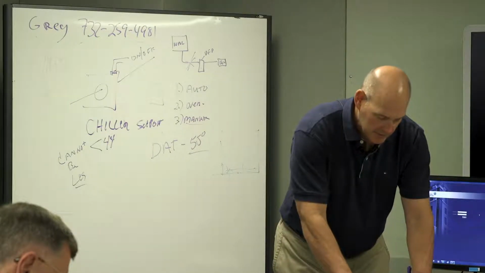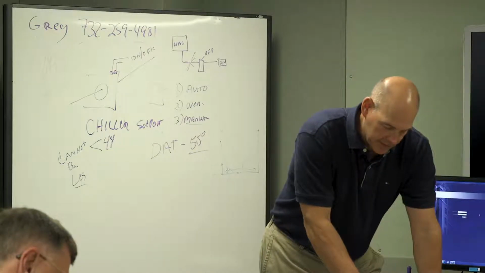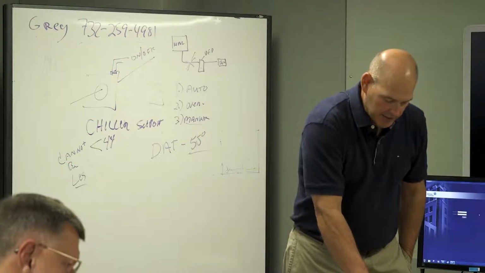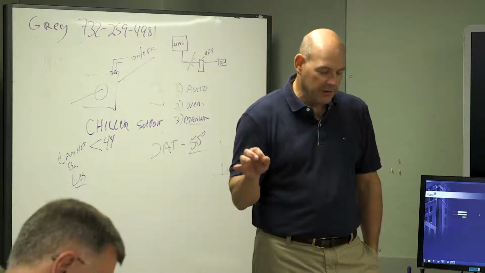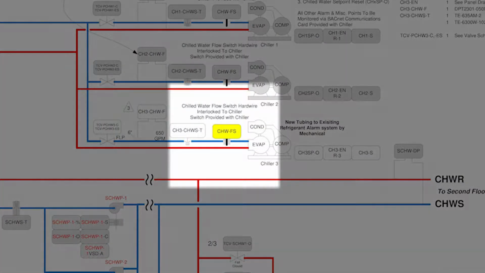All right? So if you're going past the chiller, you have condenser, evap, and compressor. Then you see CHWFS. That's a flow switch. It's highlighted in yellow for a reason. That is hardwired internal to the chiller. So if your pump is not flowing enough water through the barrel, the chiller will not run. So that's an internal lockout.